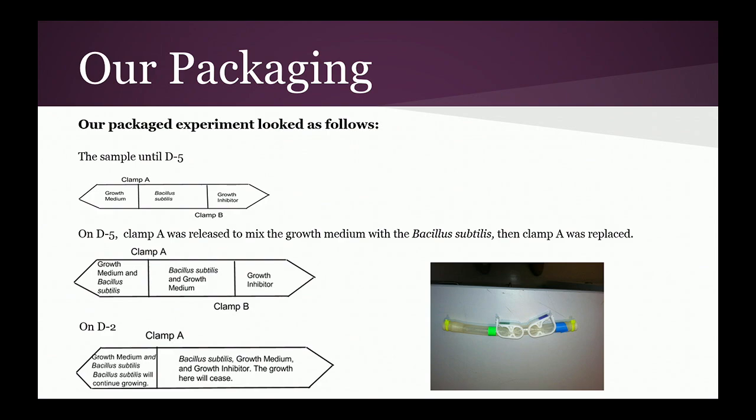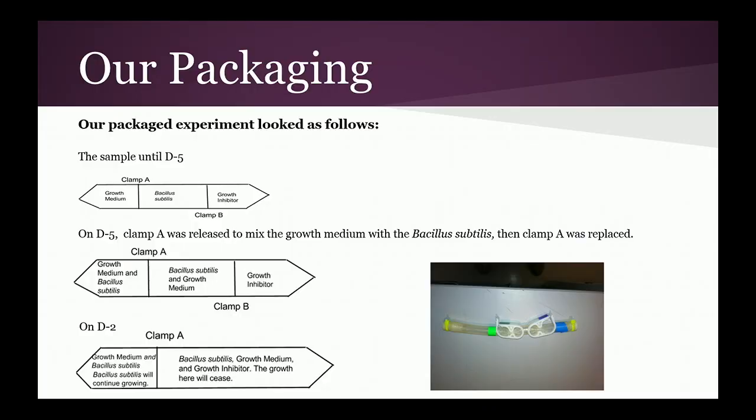The way that our packaging was designed was so that we had one single tube with 2 clamps allowing for 3 compartments. In the first volume was our growth medium, in the center was the freeze-dried Bacillus Subtilis, and in the third volume was the growth inhibitor. 5 days before the experiments returned to Earth, we released clamp A and immediately replaced it, allowing for the growth medium to mix with the Bacillus Subtilis. And finally, 2 days before its return to Earth, we released clamp B, allowing half of the mixture to mix with the growth inhibitor, stopping the growth on one side.